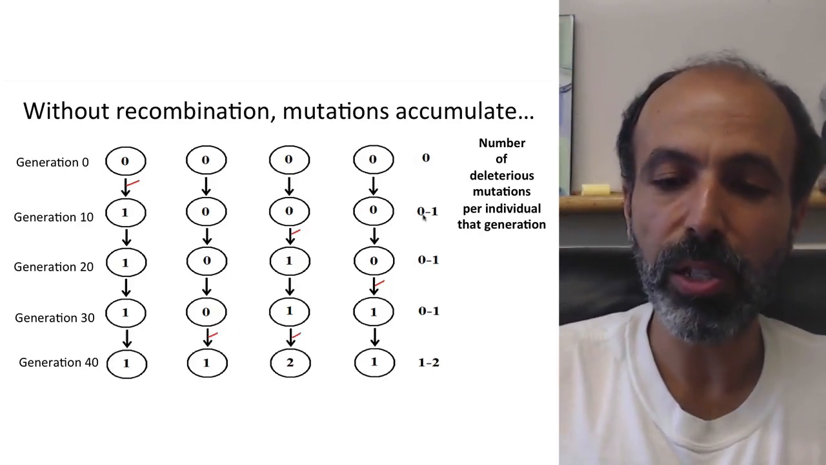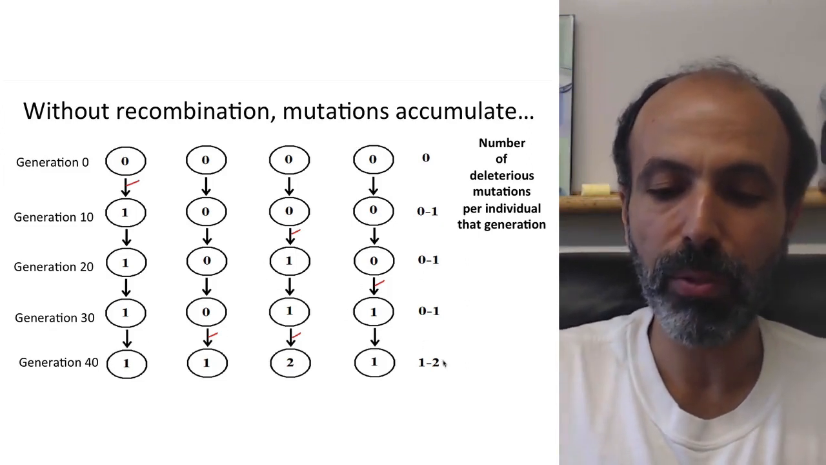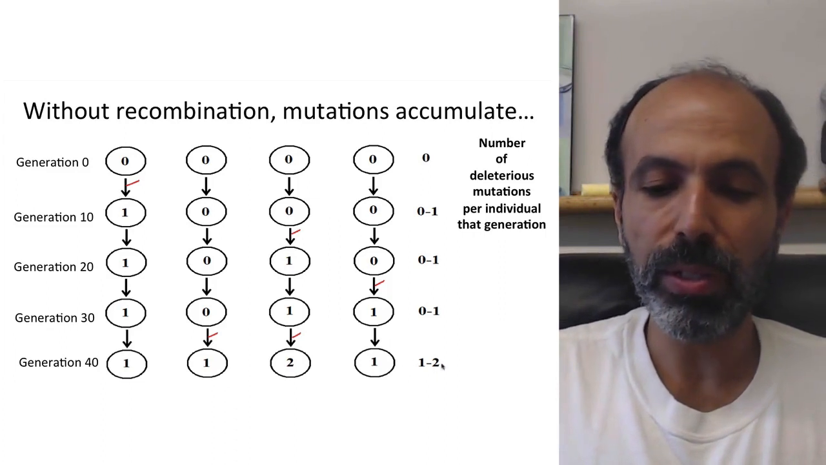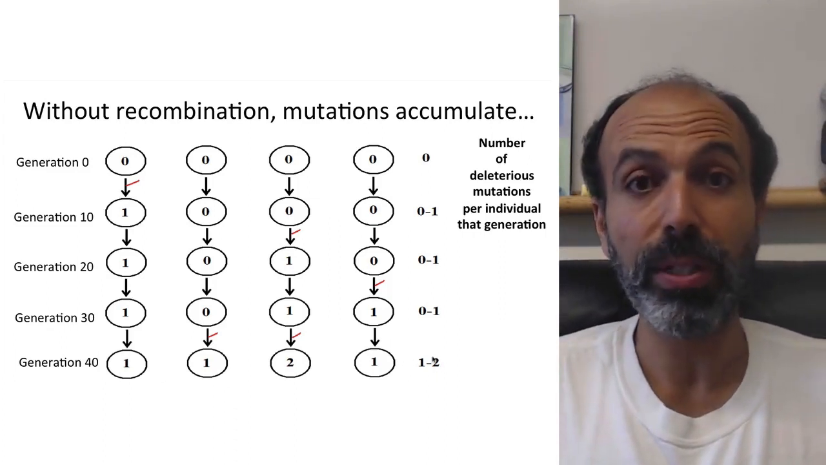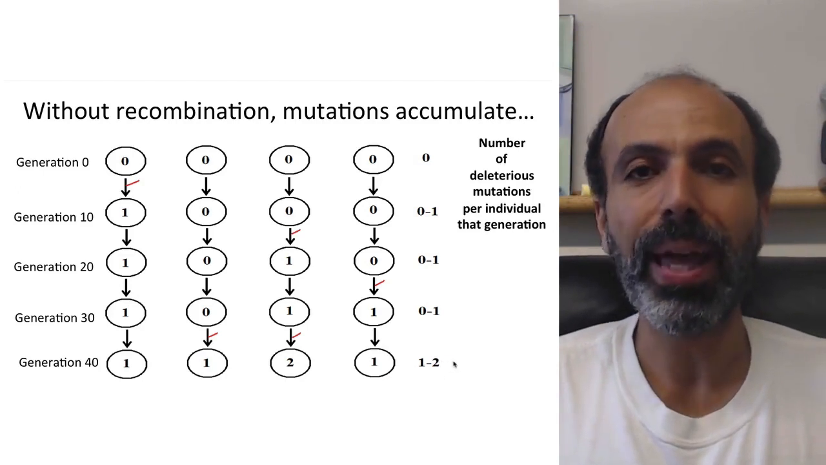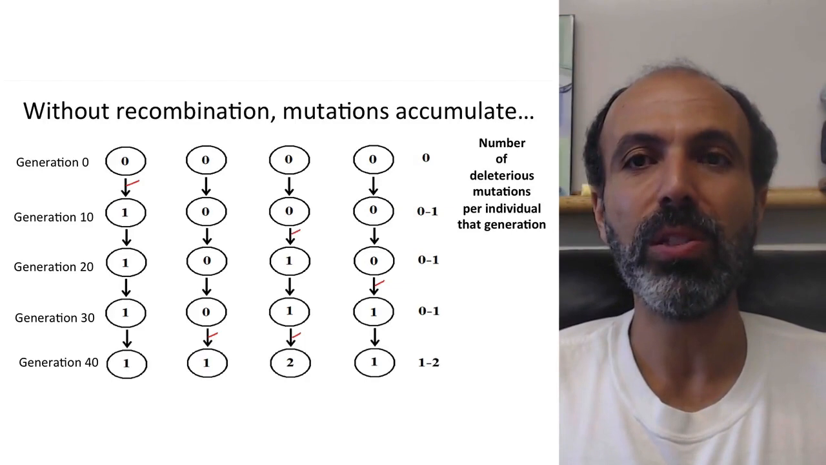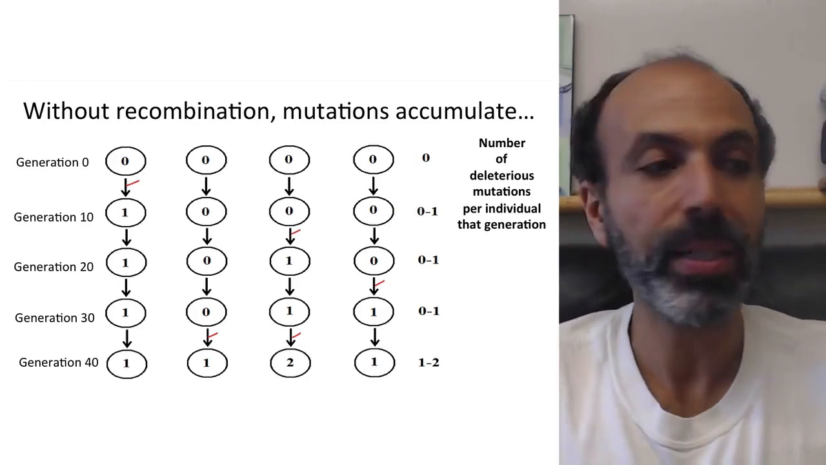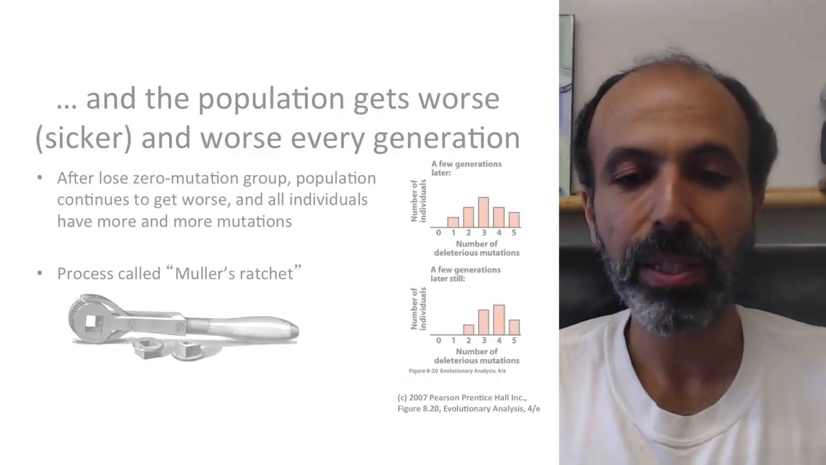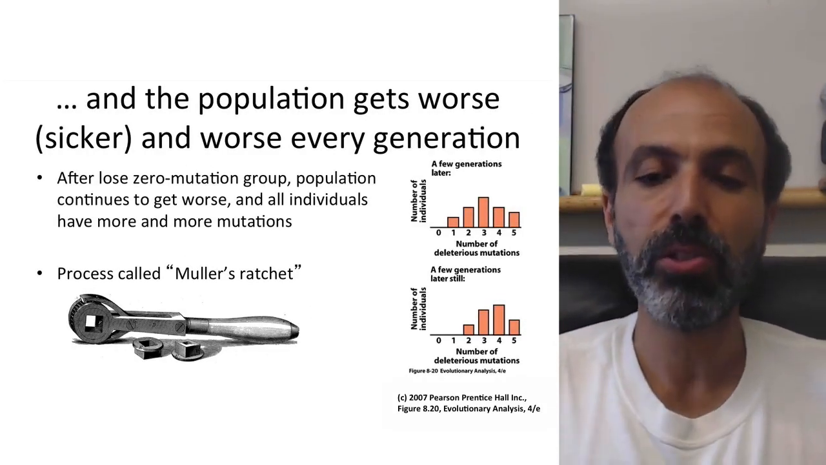Eventually, as you see, there's a range of 0 to 1 bad mutations, 0 to 1, a couple more have 1, a couple more have 1. Down here, the range is 1 to 2. We actually have no individuals left in the population after a very long period of time that are lacking bad mutations. Everybody has bad mutations. So in this regard, the population as a whole is getting more sickly. And in fact, the population gets worse and worse every single generation.